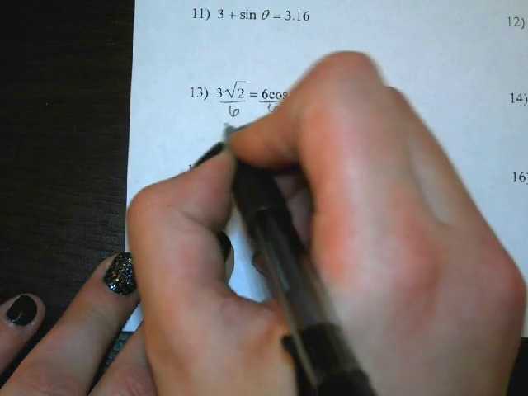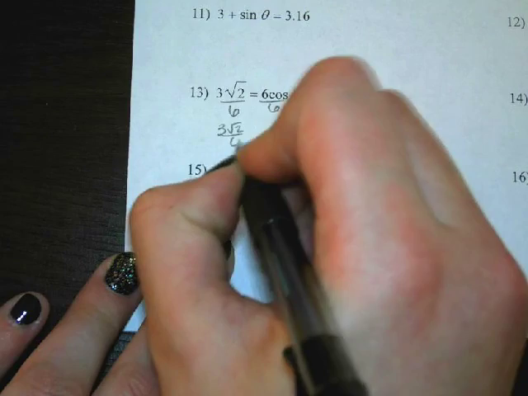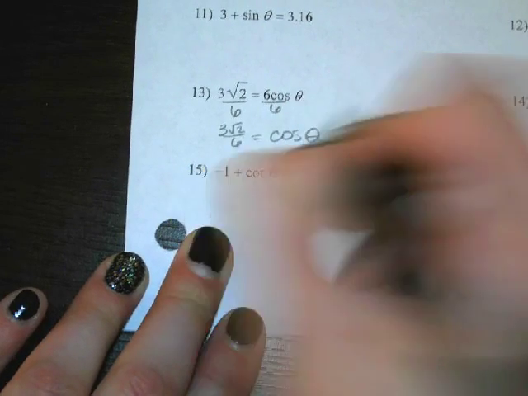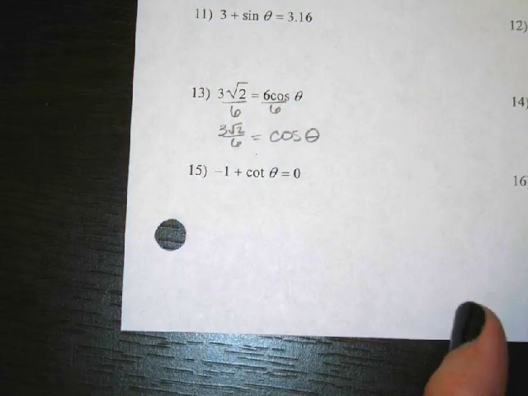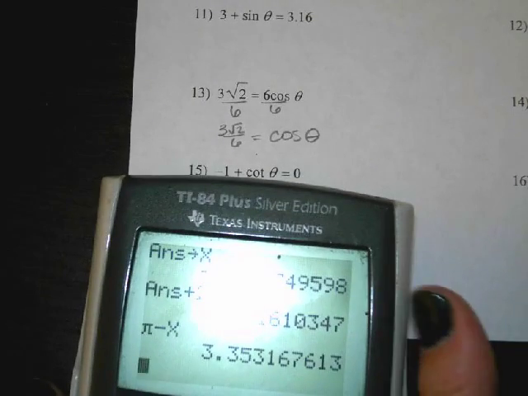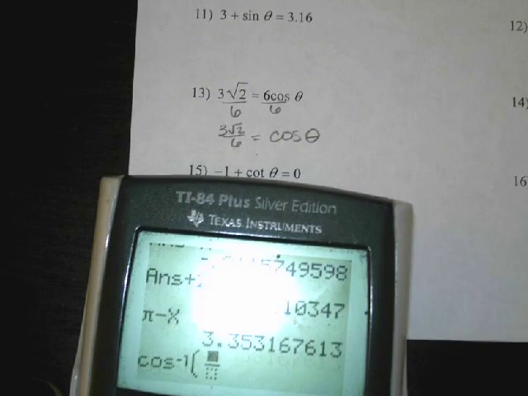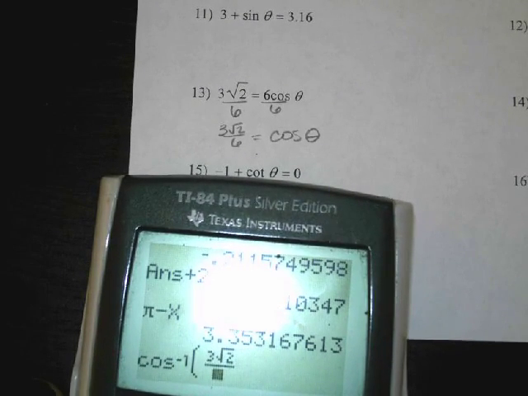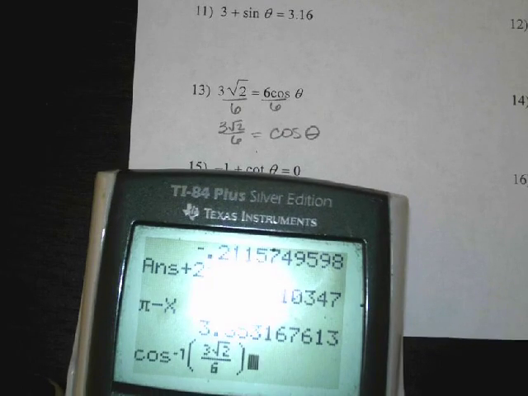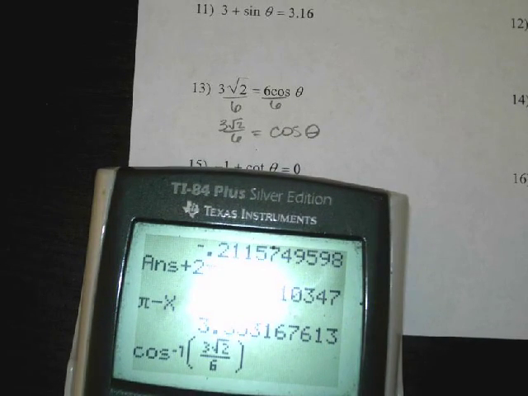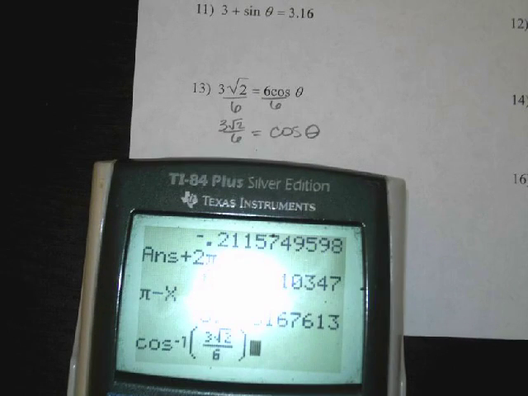Divided by 6. So 3 square root 2 over 6 equals cos theta. I don't even have to know how to simplify that if I'm doing this on my calculator. I can literally type in cos inverse of that fraction. So cos inverse, I'm typing in the fraction 3 square root 2 over 6. Can you see that? I'm typing it in exactly the way it looks. So it's no problem. Technically, this is a unit circle problem, but they wanted us to use our calculator for all of these. Okay, so I'm doing cos inverse of that.